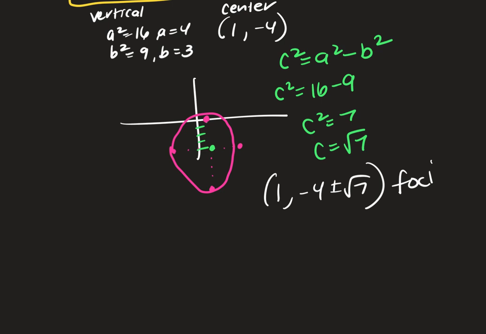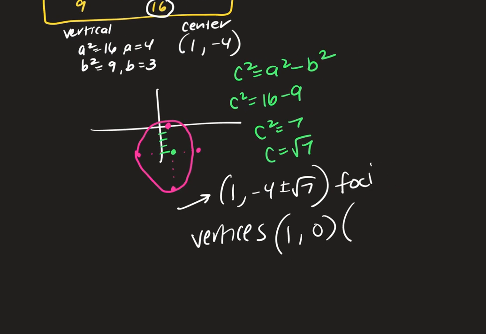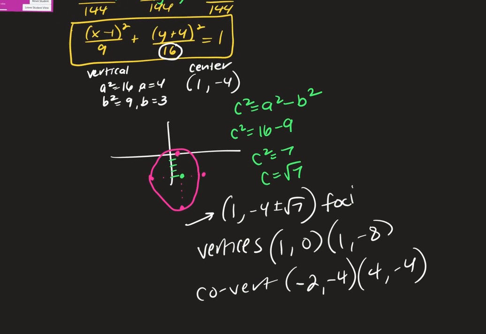So on the quiz it says, I didn't do it on the practice, but on the quiz it says center, vertices, co-vertices, foci for an ellipse, okay? I graphed your vertices, but you also need to identify them. So vertices were we went up 4, right? At 1, 0. Thank you. And my co-vertices, negative 2, negative 4, and go to the right 3, 4, negative 4. So all of that has to be included.